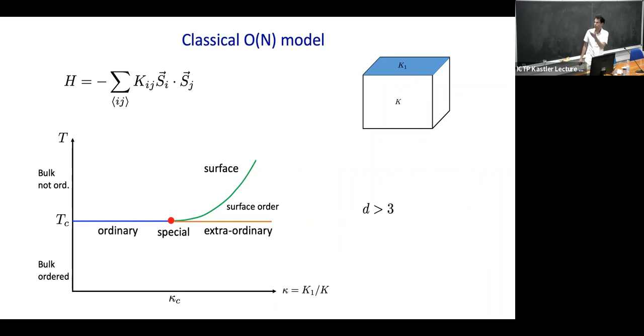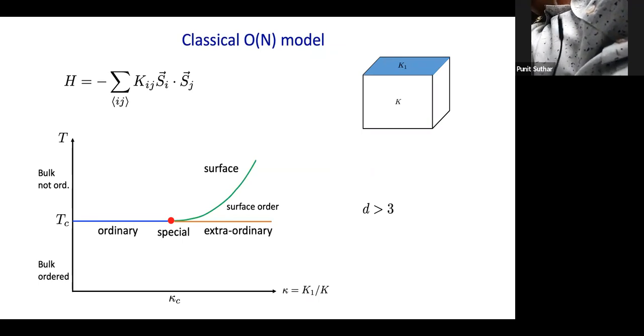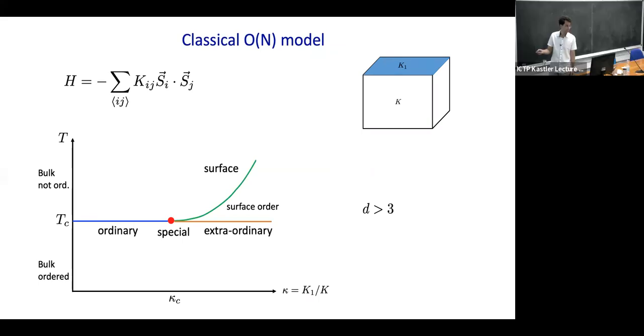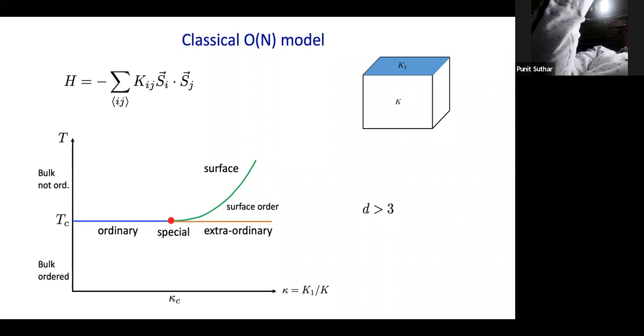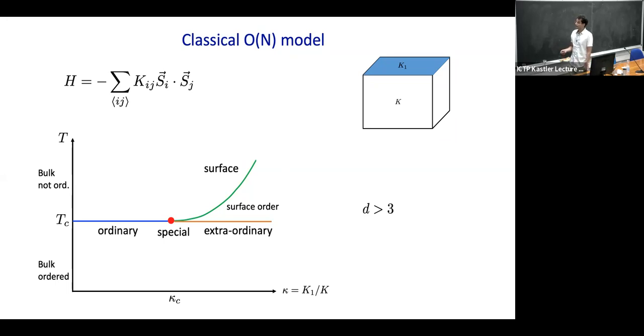So I think that the question was whether the critical temperature in the extraordinary regime is larger than the bulk critical temperature. So there are 2 critical temperatures here, right? There is a temperature at which the surface orders, and it is higher than the temperature at which the bulk orders. So these 2 temperatures are different.